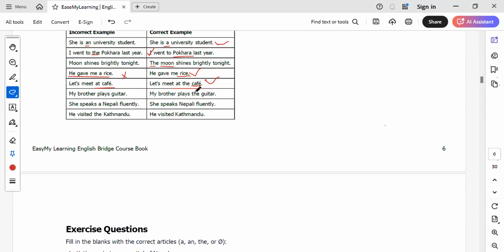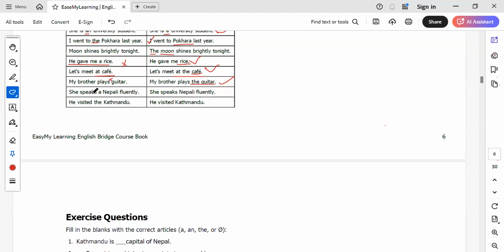Again, musical instrument, always the. This is an exception. The guitar. We cannot skip the article. We will always use the guitar. Language, we can skip the article because there's only one language. She speaks Nepali fluently. He visited the Kathmandu is wrong because everybody knows there's only one Kathmandu. So we'll always say he visited Kathmandu.